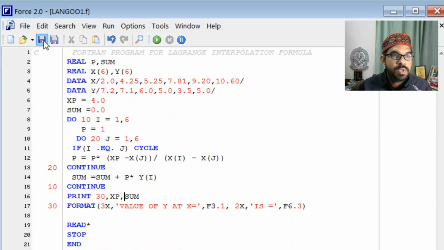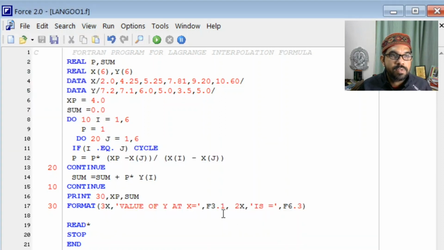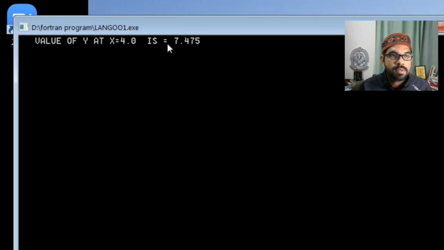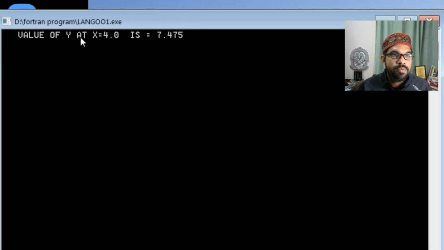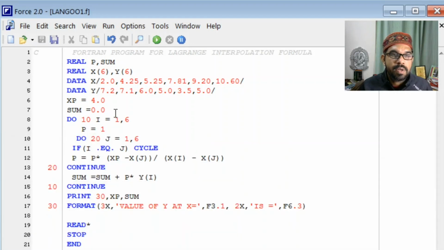So let us see how this affects it. Well, first of all, we compile this. It was successfully compiled. Let us run this. As you see, the value of y at x is equal to 4.0 is 7.471. So I hope you get an idea how we can write Lagrange's interpolation formula to find the value of y for a given x. We can change data here, and we can run this program for more numericals also. Thank you very much.